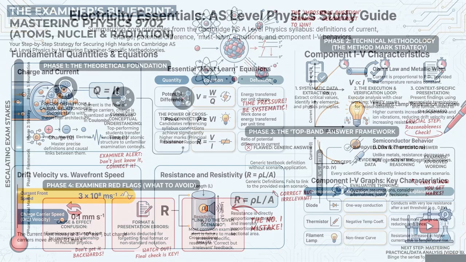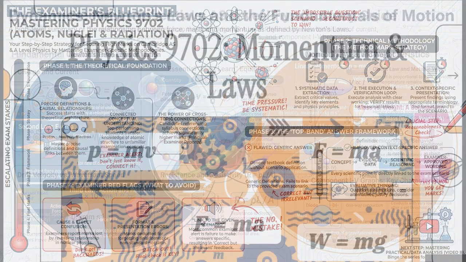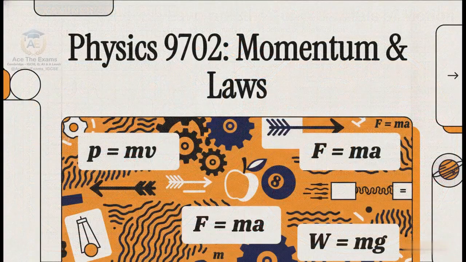Imagine looking at a simple bouncing ball physics question, thinking you've got it completely in the bag, but you've actually just walked straight into a trap. Today, we are tearing into Cambridge AS and A-level physics, syllabus 9702, and we are going after the big ones: momentum, Newton's laws, and W equals mg. These are the core concepts that examiners use to mercilessly test your fundamental understanding in almost every single exam series.